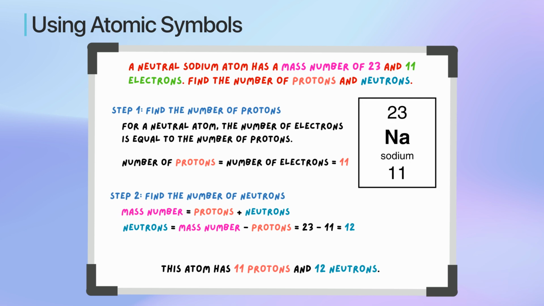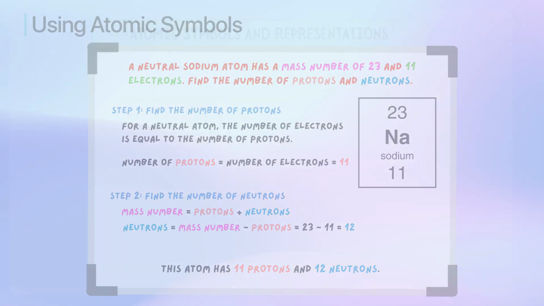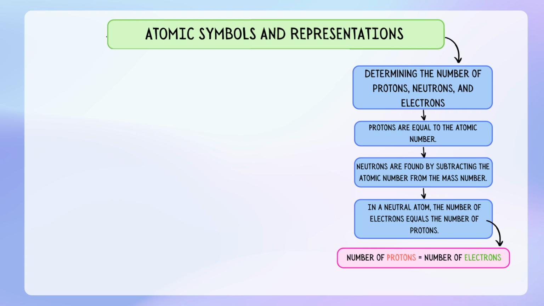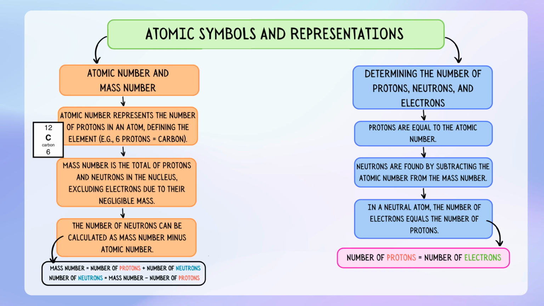Being able to read atomic symbols is crucial for understanding chemical reactions, bonding, and more advanced topics in chemistry and physics. In today's lesson, we covered how to interpret atomic symbols to determine the number of protons, neutrons, and electrons in an atom. We started by introducing the concepts of atomic number and mass number, emphasizing that the atomic number tells us the number of protons, and the mass number represents the sum of protons and neutrons.